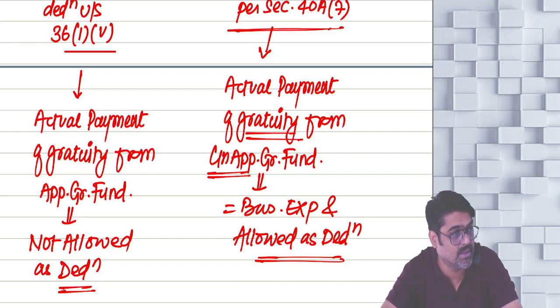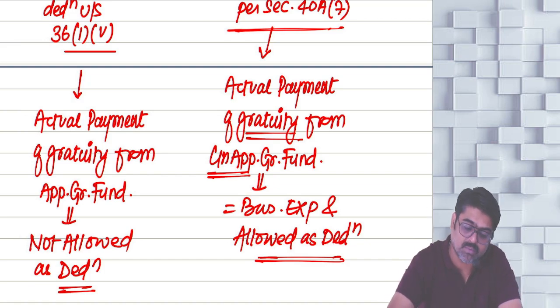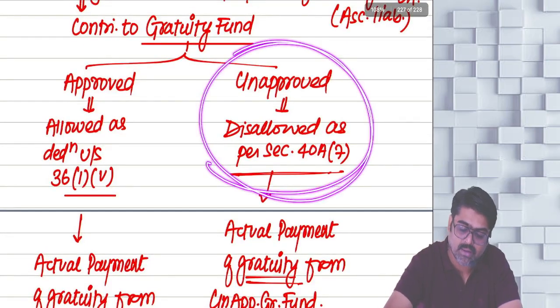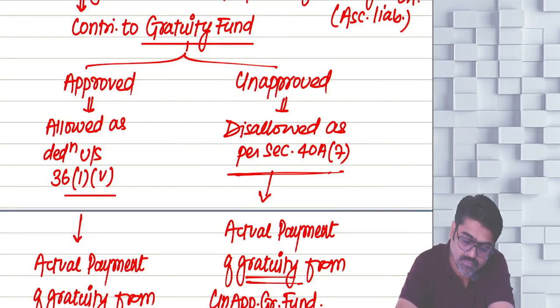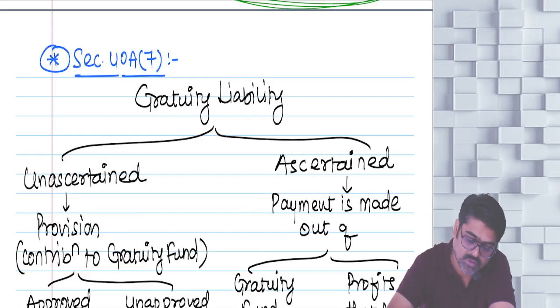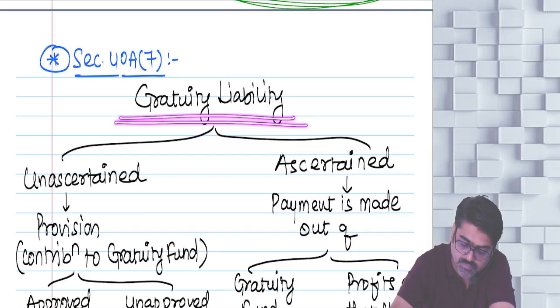to 43B. But if you contribute right now to any unapproved gratuity fund, then that contribution to the unapproved gratuity fund will be disallowed under section 40A(7). Done, sir? Sure, sir? Now see, what is this?